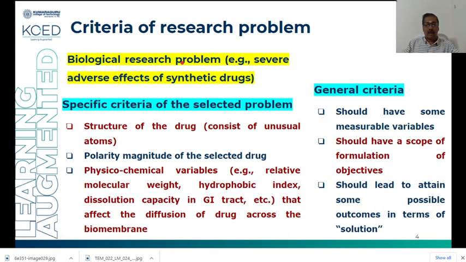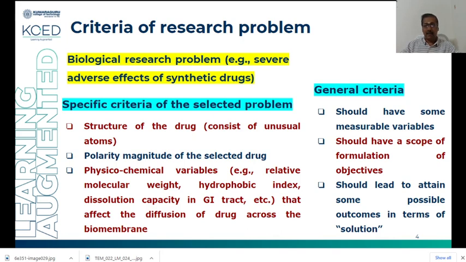We will take a biological research problem, for example, severe adverse effects posed by synthetic drugs. In day-to-day life, we are using many types of allopathic drugs, which could be synthetic or semi-synthetic. It is seldom that we go for a natural drug. When we consume a synthetic or semi-synthetic drug, it may cause severe side effects to a biological system, to an in vivo system. So the problem is severe adverse effects or side effects posed by synthetic or semi-synthetic drugs.